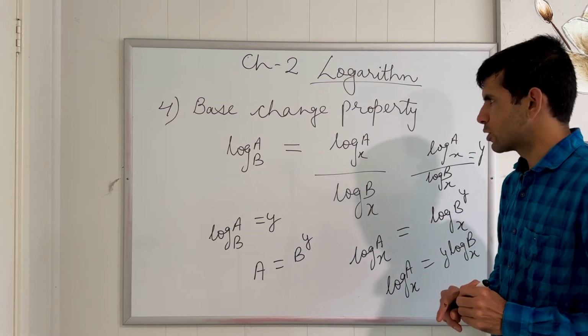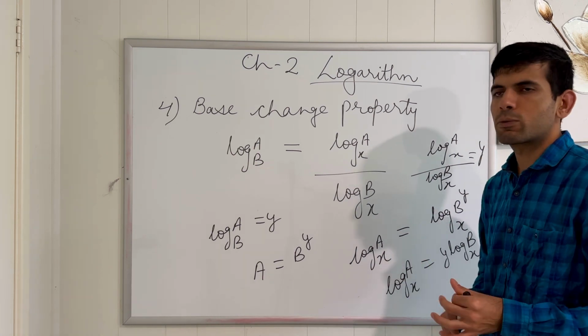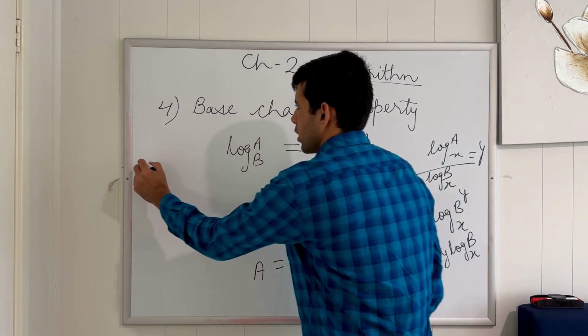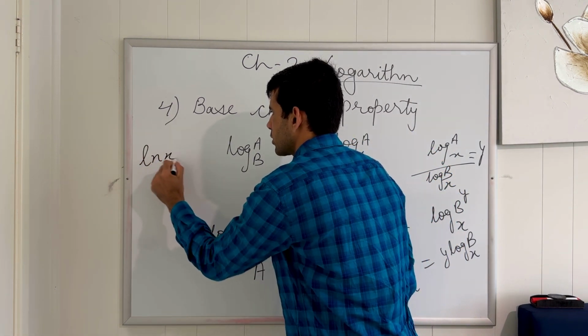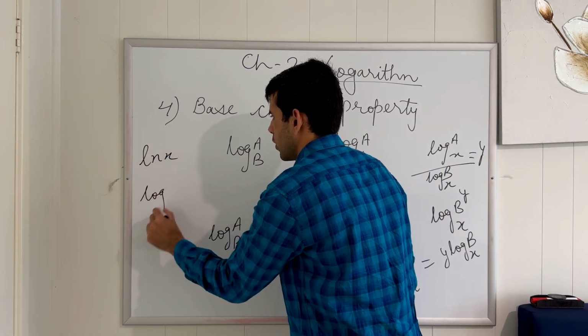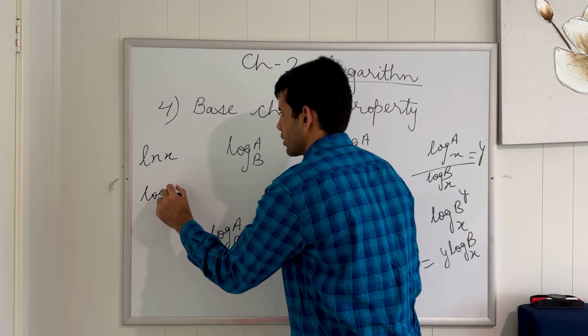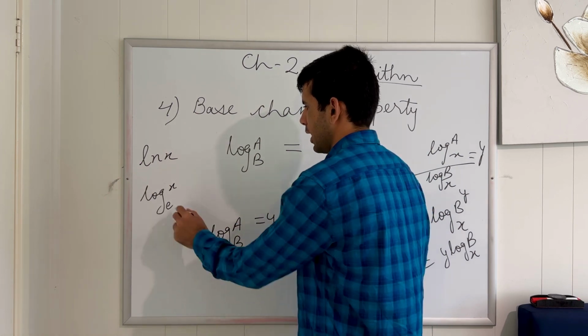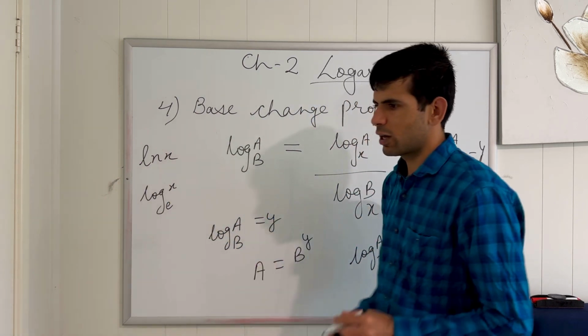So I hope you would have understood this one. So these are the major 4 properties of log, and you can just write them down. And another thing is, whenever you see something like ln x, this is always log to the base e of x. So this is always written in the form of ln, and e is an irrational number which you would have heard about.